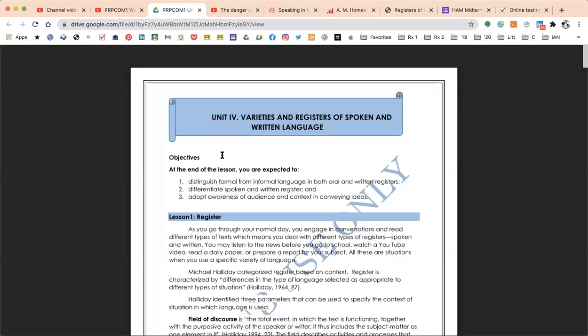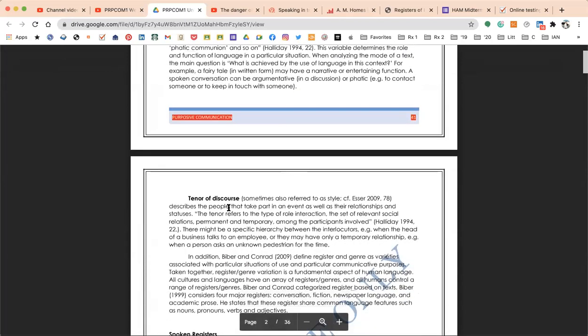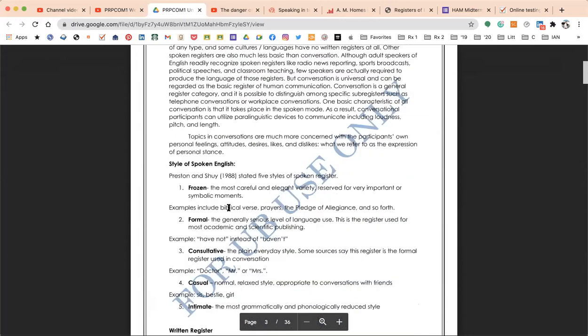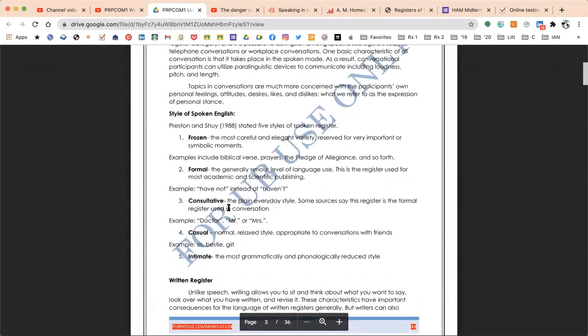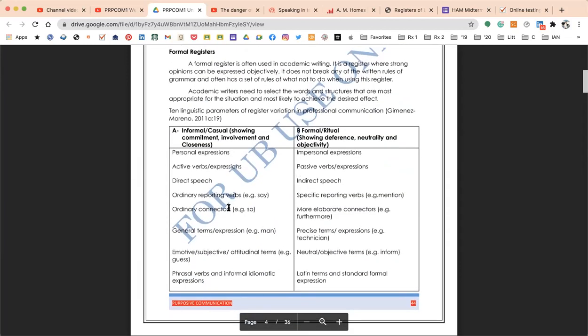So for the registers, we've talked about Halliday. These are the things that you should know or remember. We talked about Michael Halliday, your field of discourse, the mode of discourse, and the tenor of discourse. So you've done this by analyzing some video clips with the sitcom Friends. And we also discussed spoken versus written register. And of course, we had the styles of spoken English. So it's frozen, formal, consultative, casual, and intimate. Of course, there are also formal registers, which are just reviews from your senior high school. So I asked you to go over them last time during your asynchronous session.